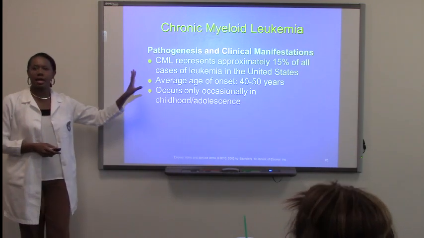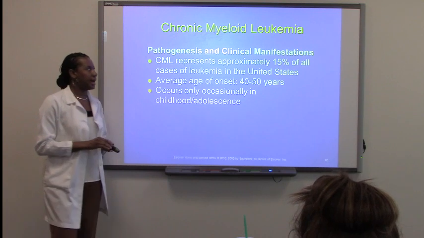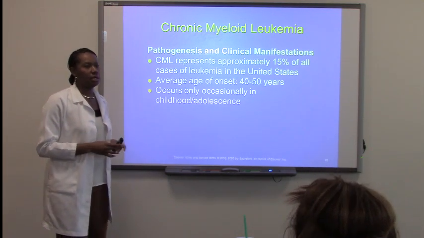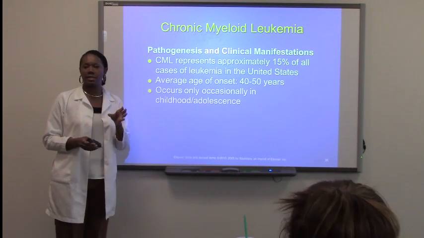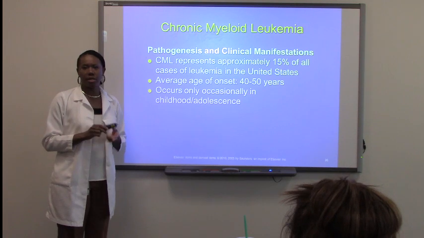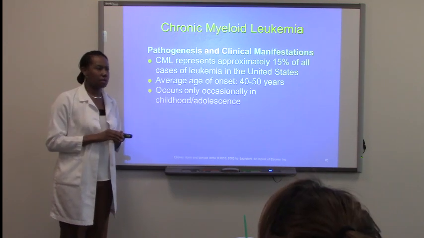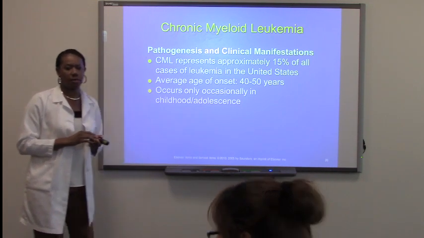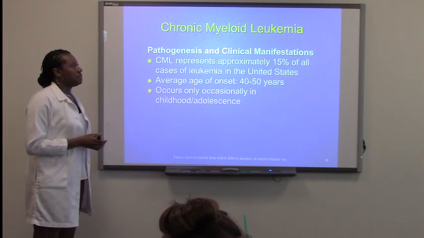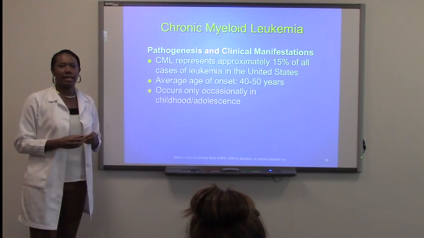Okay, CML. Just by looking at the name CML, chronic myeloid leukemia, and let me tell you this, for next week's exam, please make sure you know the long name as well as the abbreviation, because I may have some of the questions abbreviated. So make sure you know the abbreviation as well, so I don't want you to get confused. Okay. CML, chronic myeloid leukemia.